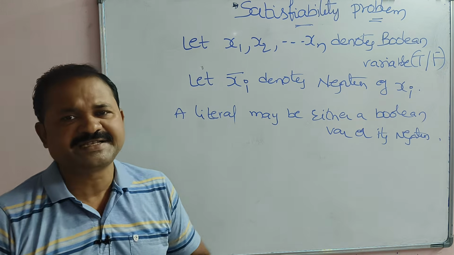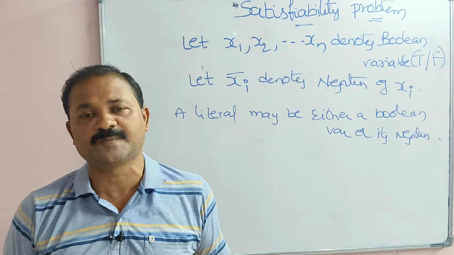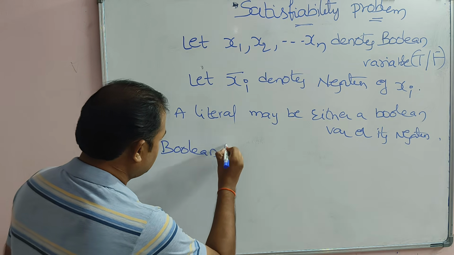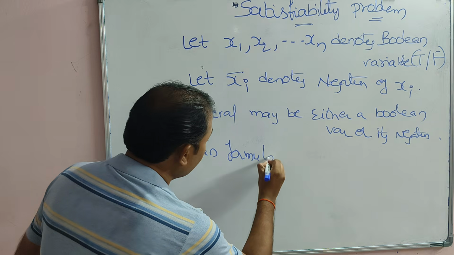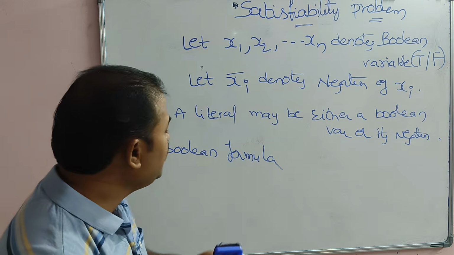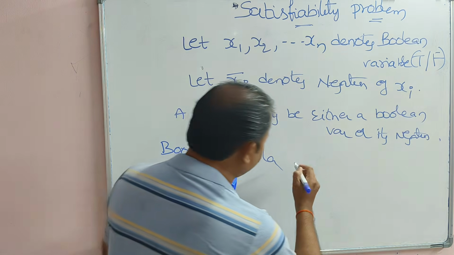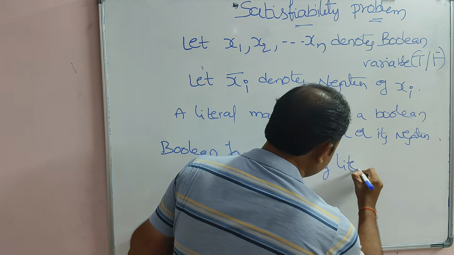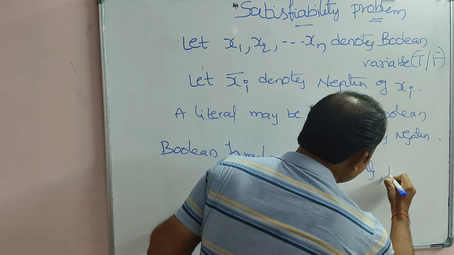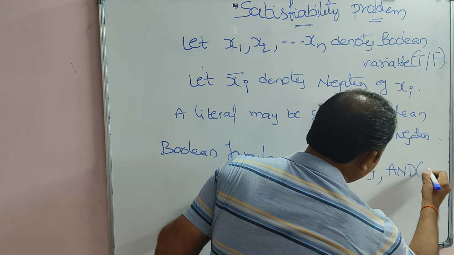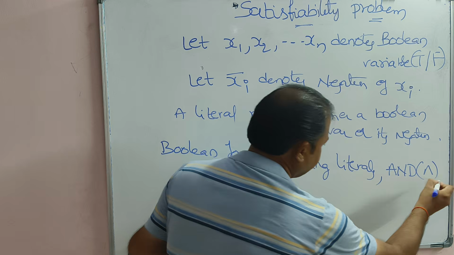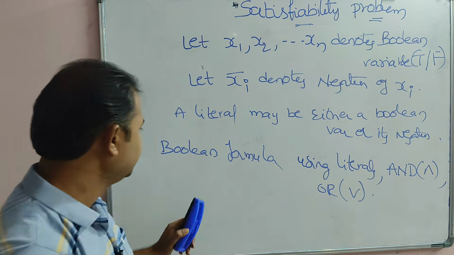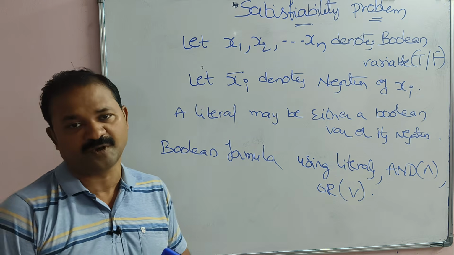Next, let's see what a Boolean formula or Boolean function is. A Boolean formula, which can also be called a Boolean expression, is constructed using literals. The AND symbol is denoted by the reverse of V. The OR symbol is denoted by V. So this is about what a Boolean formula is.